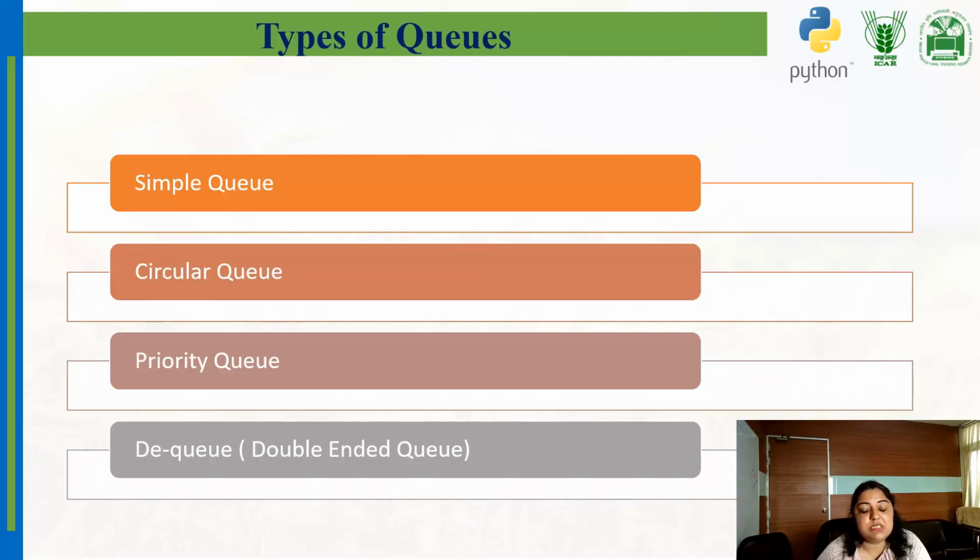Then dequeue, that is the double-ended queue. In a double-ended queue, we can delete the element from the front end as well as from the rear end, and the same way we can insert the element in the front end as well as in the rear end. Means we can perform insertion and deletion at both ends, that is rear and front end.